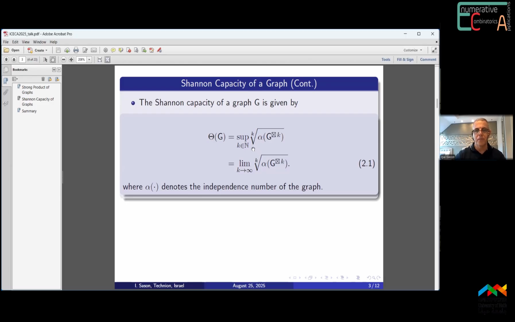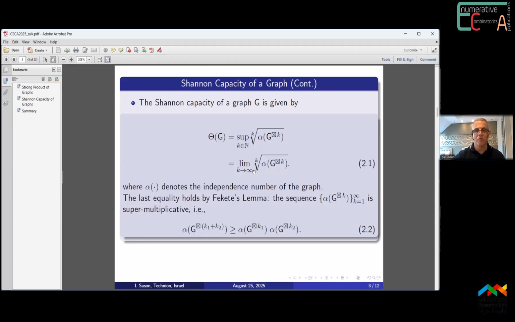And due to the supermultiplicativity of the independence number, using Fekete's lemma, it can be shown that this supremum is actually also the limit where k tends to infinity of the same expression.